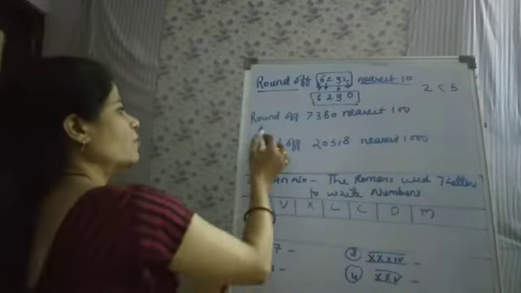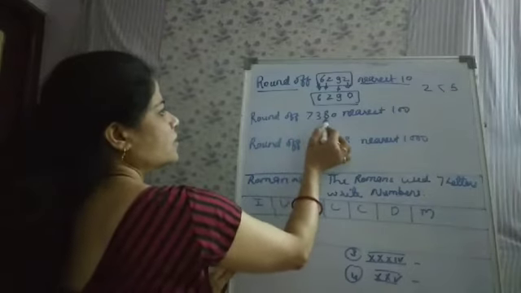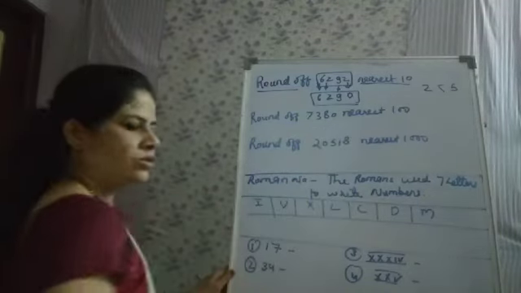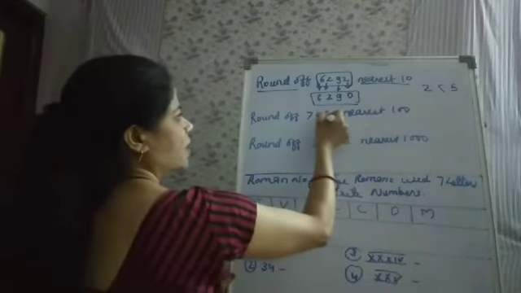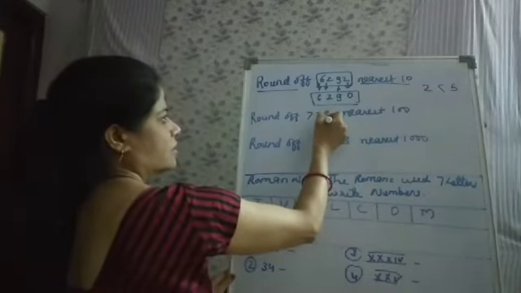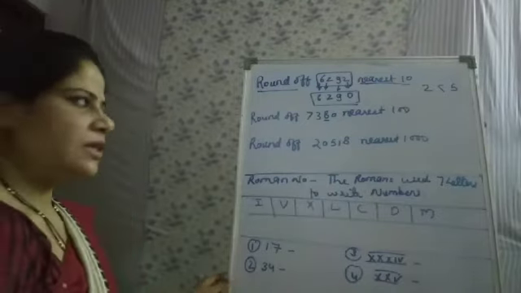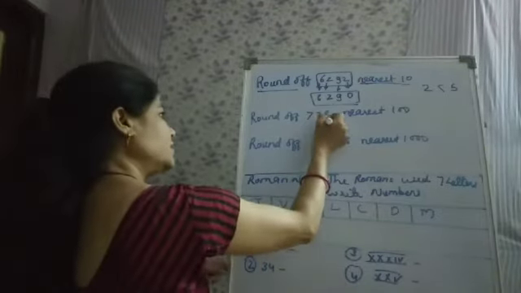Okay. Now you have to round off 7,380 nearest 100. To round off any number nearest 100, you have to see the tens place digit. In 7,380, the tens place digit is 8.